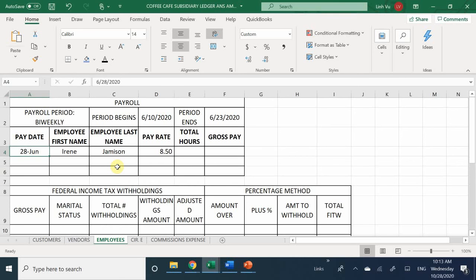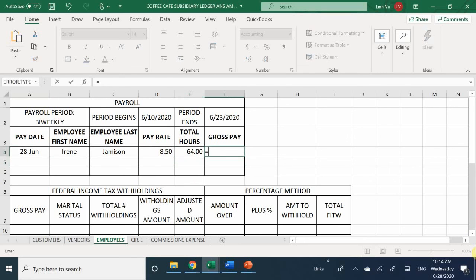So here we know that the pay date is going to be June 28. We know that's Irene Jameson. Her pay rate is $8.50, right? How many total hours did she work? 64. She did a total of 64 hours. So what is her total gross pay? $544. $544 is her total gross pay.